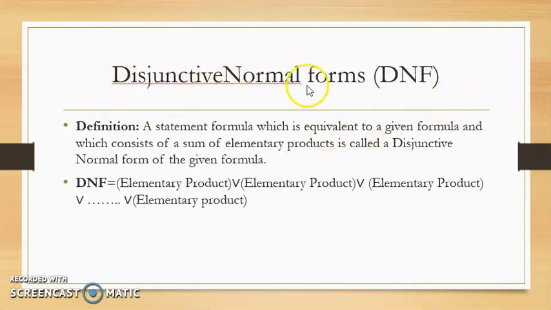Next we will see disjunctive normal forms. We call it DNF. So here the definition says: a statement formula which is equivalent to a given formula and which consists of a sum of elementary products. So we should rewrite the given formula with the help of formulas into a sum of elementary products. This we call disjunctive normal form. And DNF we write as elementary product or elementary product, that is, we say this or as sum: elementary product sum, elementary product sum, elementary product, and so on up to the last term.